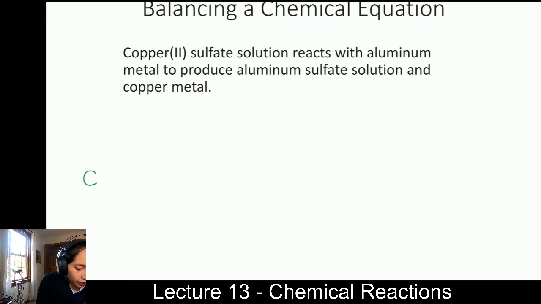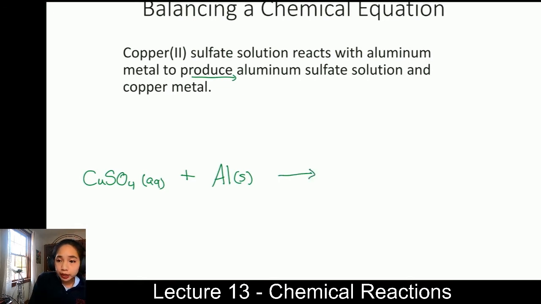So as an ionic compound, it will be CuSO4, just one of each. And here it says it's a solution, so we're going to write aqueous in front of it. And it reacts with, so we have a plus sign, aluminum metal. Aluminum is just an element, and it's a metal, so it's a solid. And it produces, so there's our reaction arrow, aluminum sulfate, so that's an ionic compound.